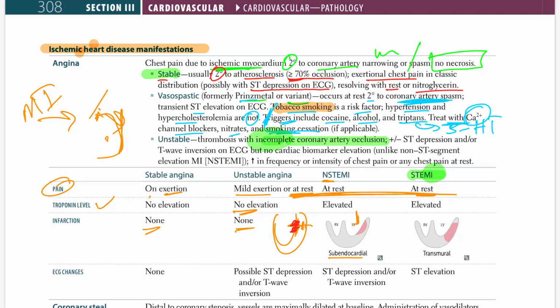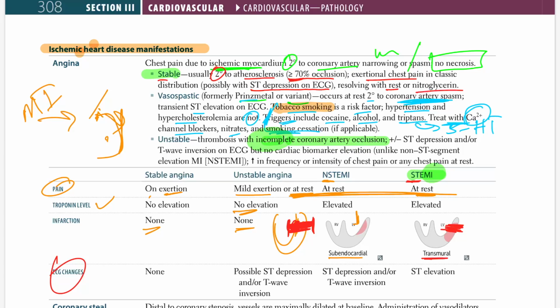Okay, and if you were to have the full thickness, full-blown infarction of the heart tissue, then you will call it transmural. Transmural means the whole wall thickness, right? So the whole wall thickness, as mentioned here, is going to give us ST elevation on the ECG, and that we will talk about in ECG changes here. So what are the ECG changes?